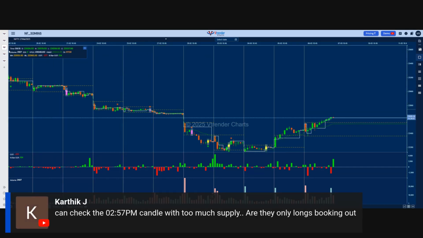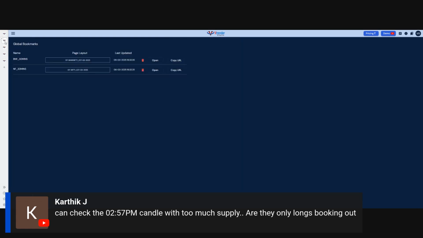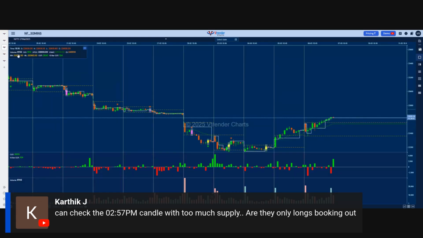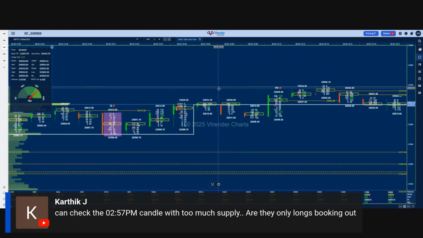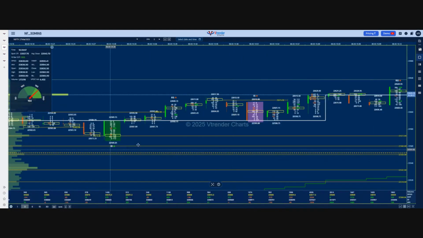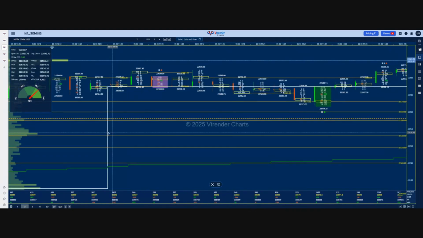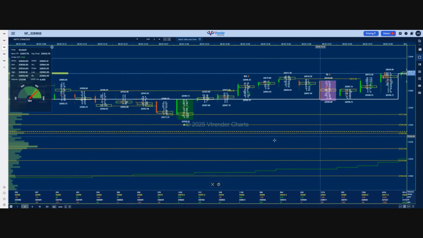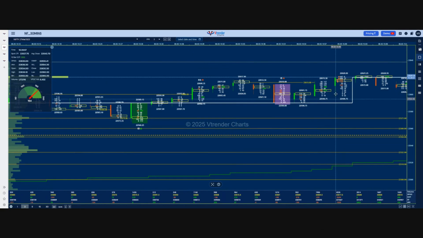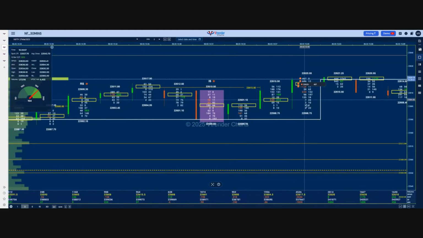Yes, the 2:57 bar had big reds, but it was more of profit booking. It was not the 2:57, it was more the 3 p.m. bar. You can see how we have got big reds in this. Even the COT is big red, but it is very clear. So that is what we do in the order flow.